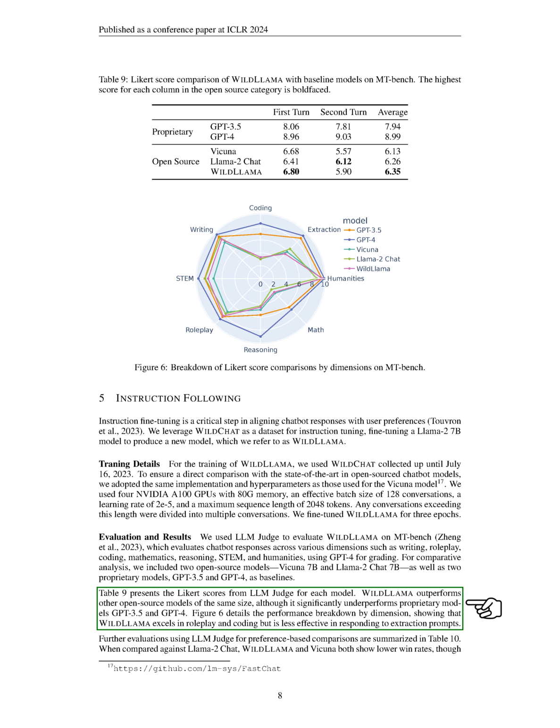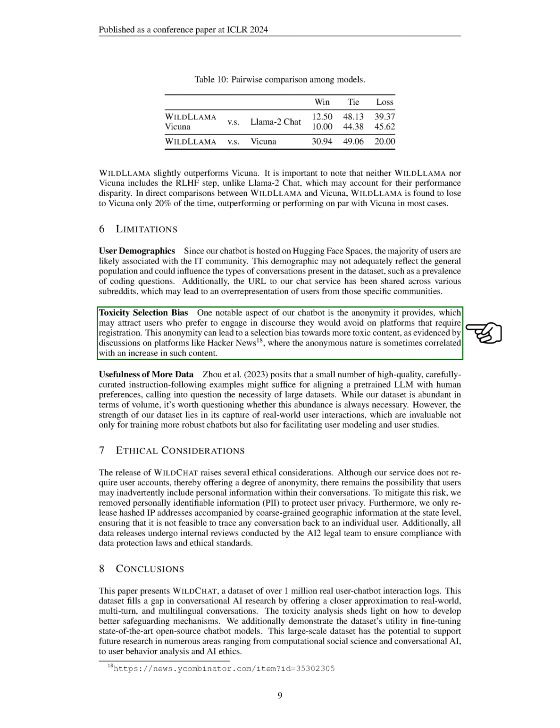Considering user demographics, our chatbot's hosting platform may attract IT community users, potentially skewing the dataset towards coding-related conversations. The anonymity provided by our chatbot could lead to a selection bias towards more toxic content, similar to observations on platforms like Hacker News. Overall, our findings emphasize the importance of addressing toxicity and jailbreaking behaviors in user chatbot interactions while striving to improve model performance and user experience.